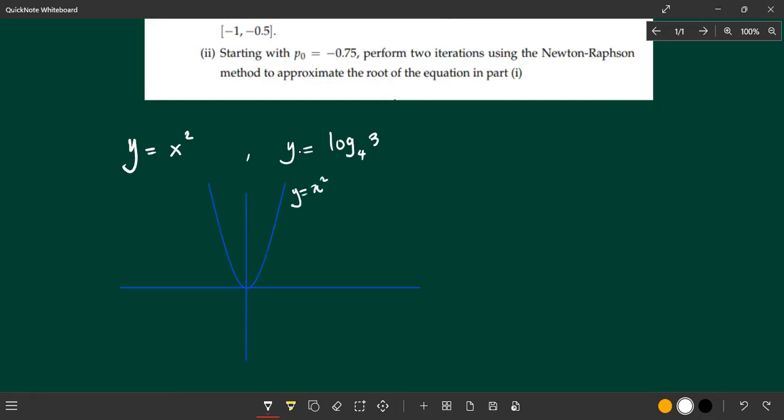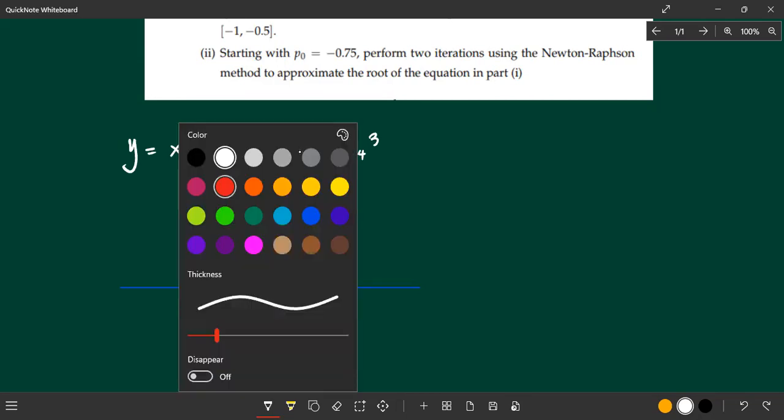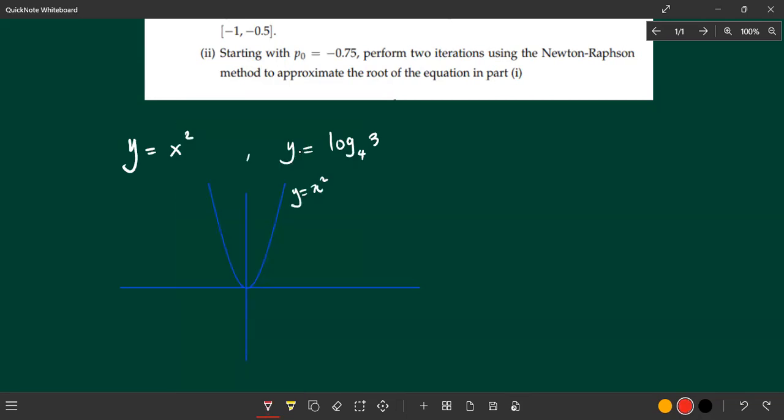Okay, and then what else? We have to also sketch y equals log base 4 of 3. So now here you need to be very careful, right? If you look at this, y equals log base 4 of 3. This is just a constant number. You can just punch that into the calculator, right? That's a constant number.